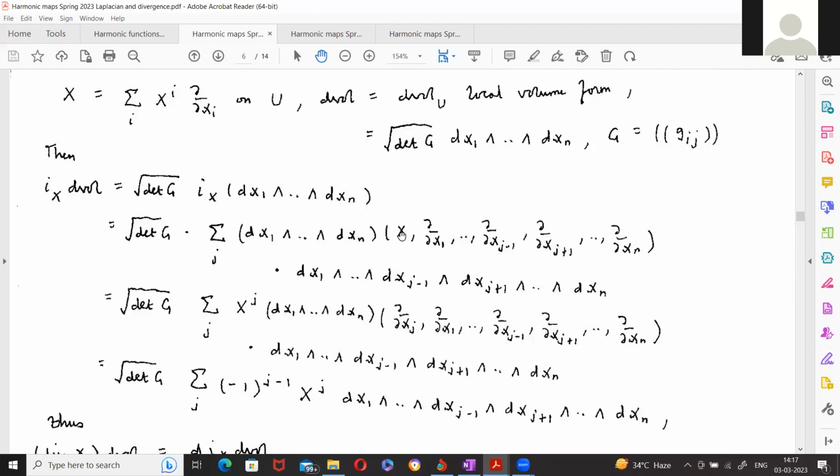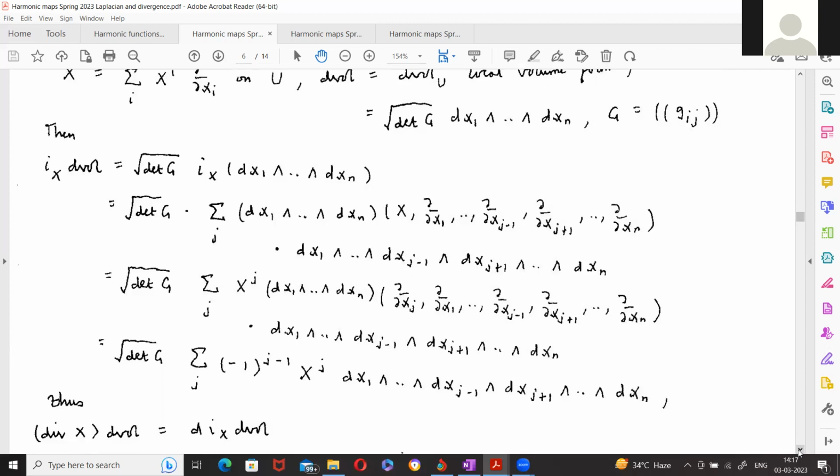So if i is not equal to j, then del del xi will be repeated twice. And so therefore this will become 0 because it's an alternating form. So the only term which remains is when i is equal to j, right? So then I'll have a del del xj here. I'll have xj outside, and I have dx1 wedge dxn acting on this, okay?